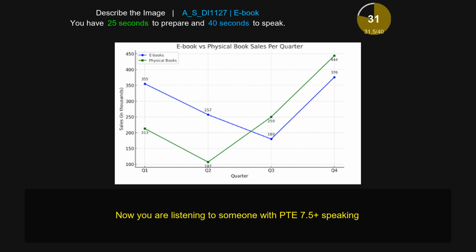Basically, the sales of ebook is higher than physical book during the first 2 quarters. To sum up, the graph tells about ebook and physical book sales.